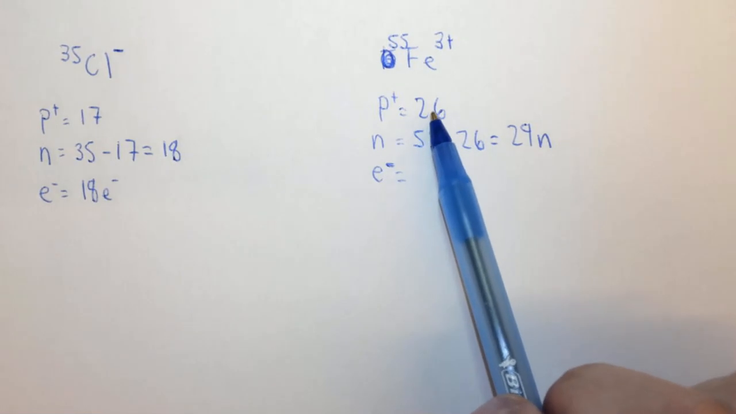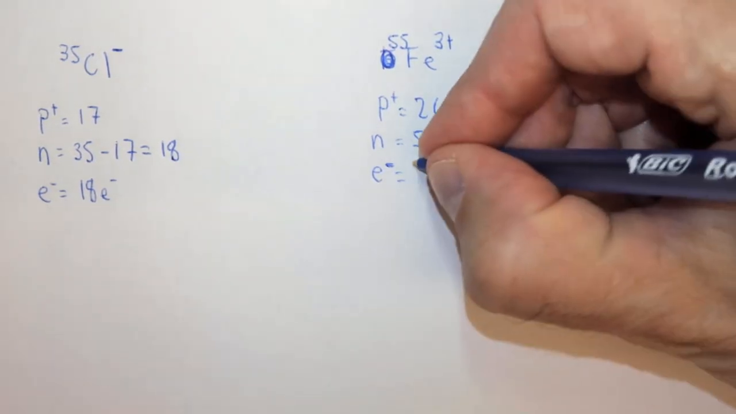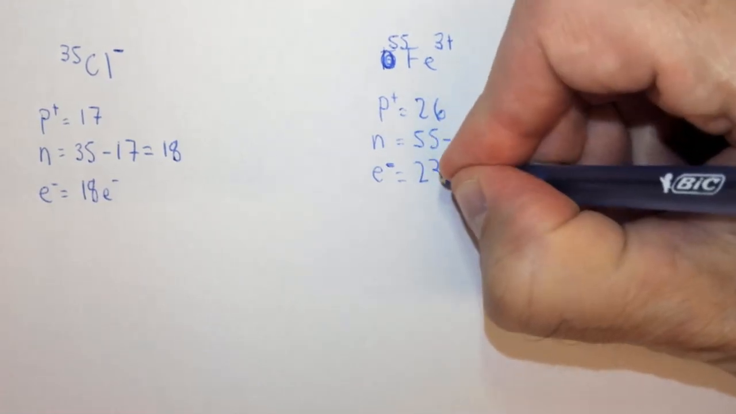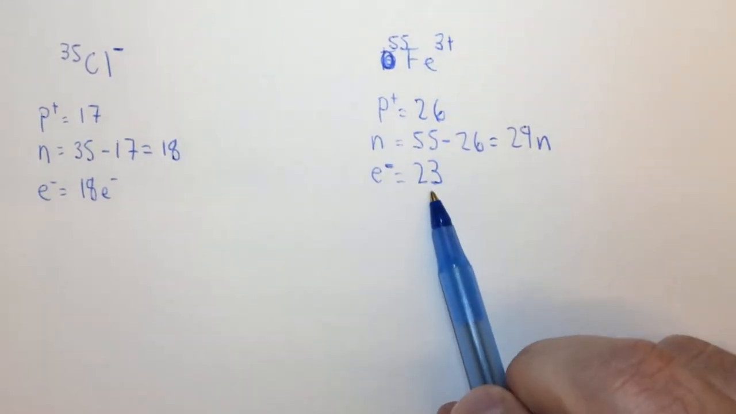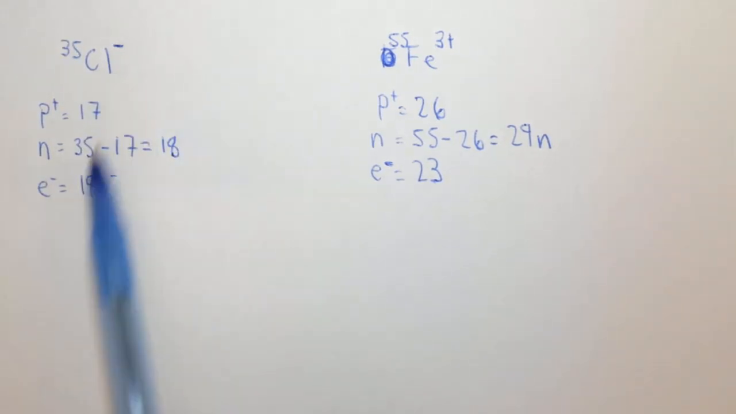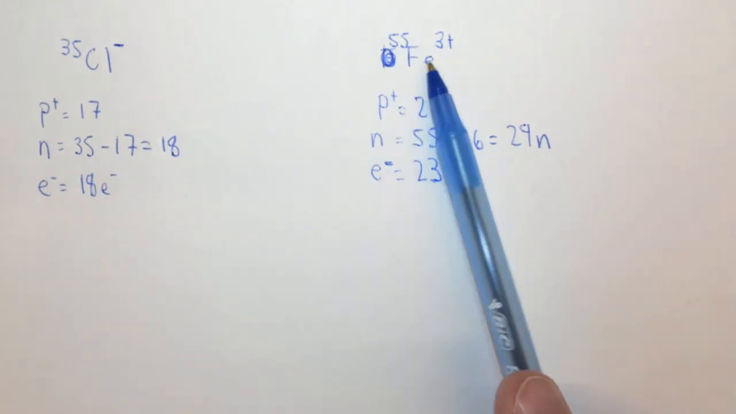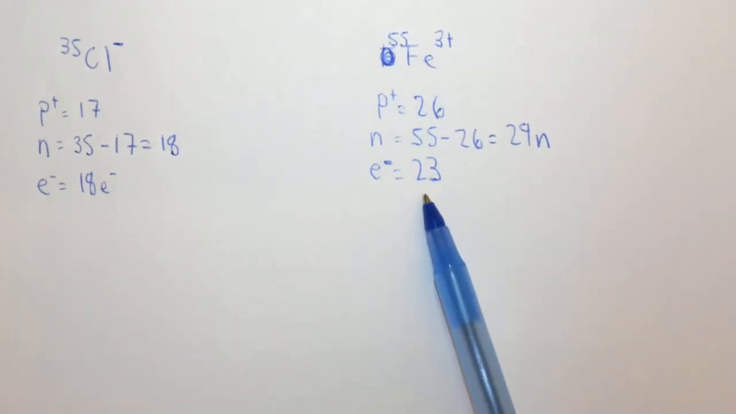Finally, we want to find the electrons, and because this iron has a 3+ charge, it must have 3 more protons than it has electrons. So that means that it must have 26 minus 3, or 23 electrons. So when you form a negative ion, you have an extra electron. When you form a positive ion, you have 3 less electrons.